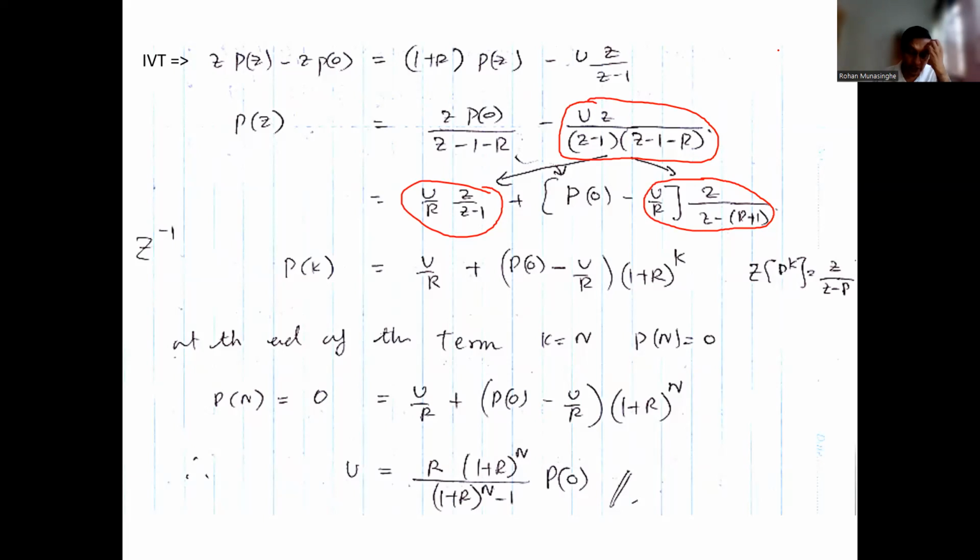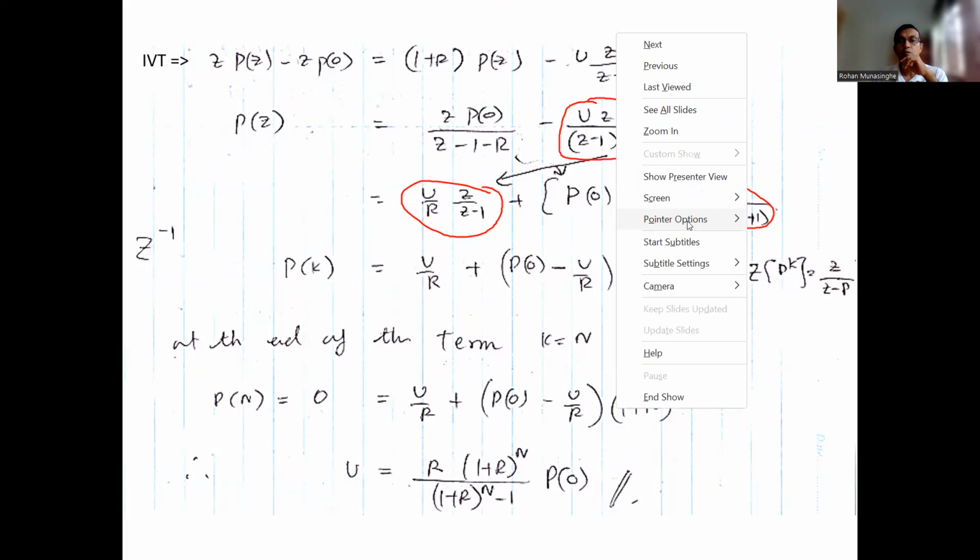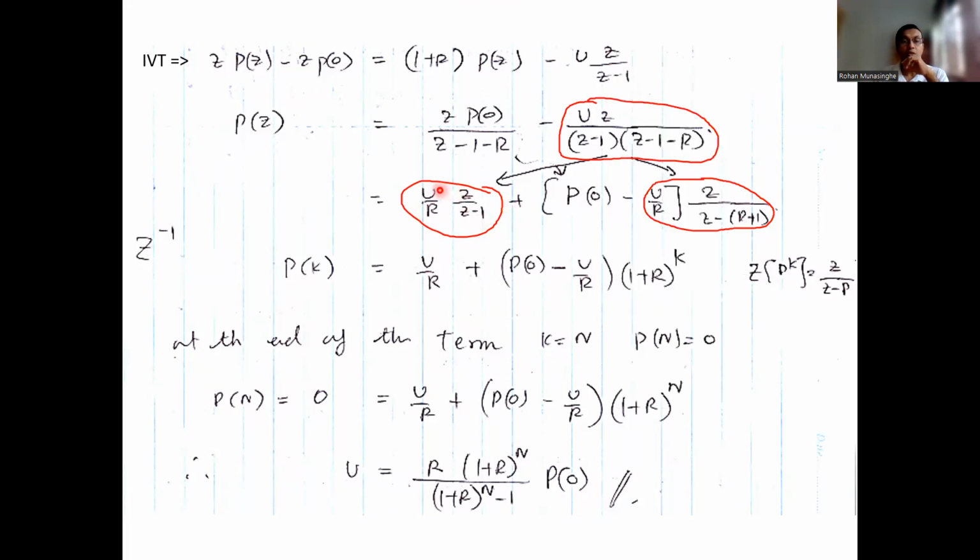Right. So why do we do it like that? Because we want to rearrange these terms so that each term will be aligned with one of the terms in the zTransform table. Okay, because the next step is inverse zTransform. Now if you look at the first term over here, it's a constant times z over z minus 1. So inverse zTransform is pretty easy.